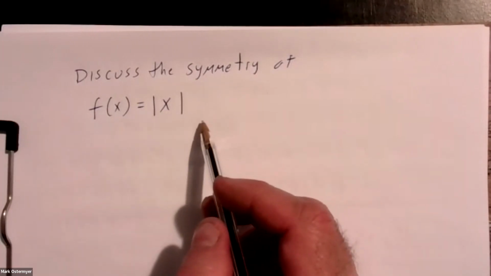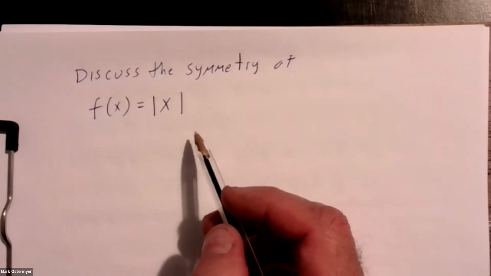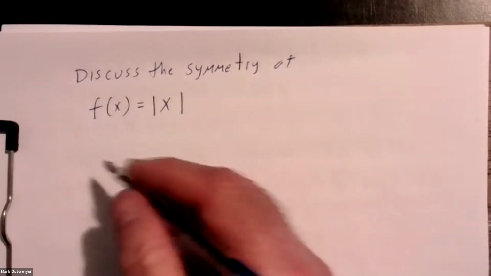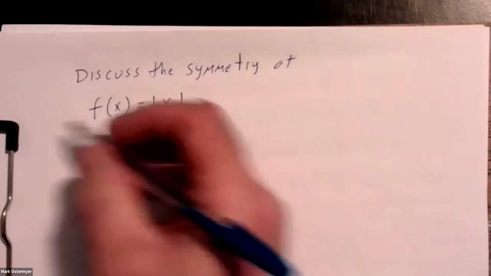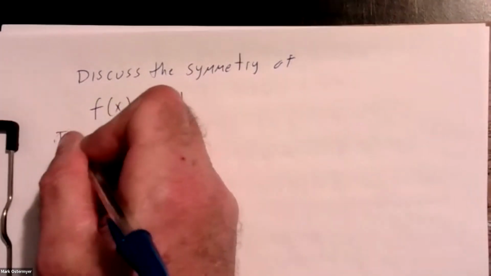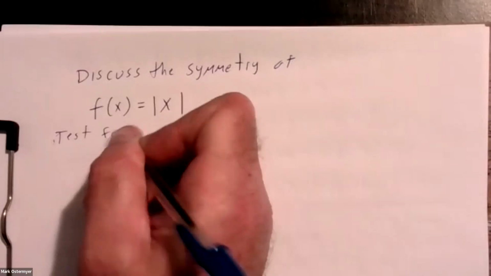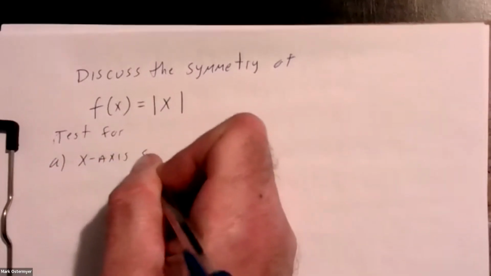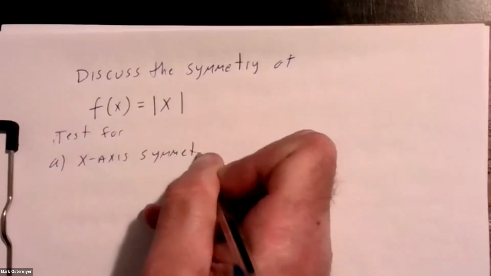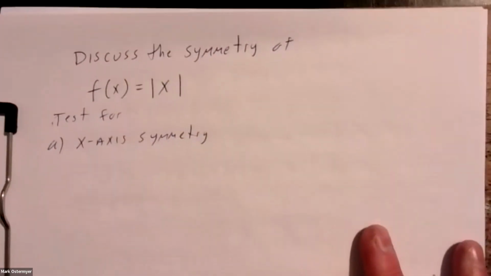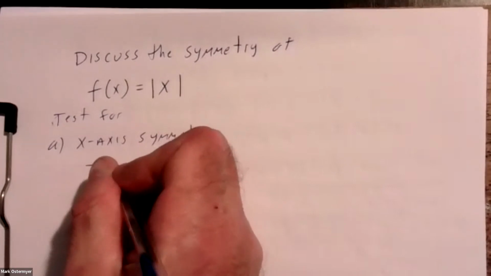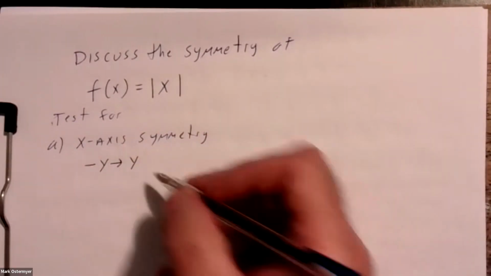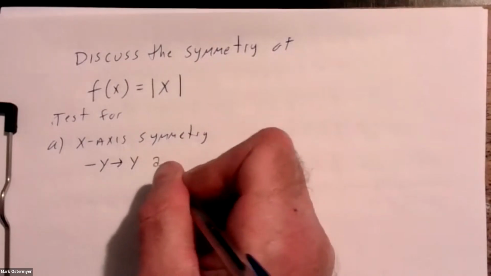You can do this one of two ways. You can graph the function and just look at the graph to ascertain whether it's symmetric with respect to the x-axis, y-axis, or origin. Or you can do individual tests. You don't even have to graph it. First, let's test for x-axis symmetry, which is pretty easy. All you do is replace y with negative y, and then simplify.